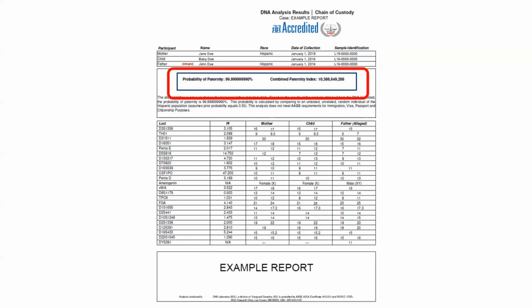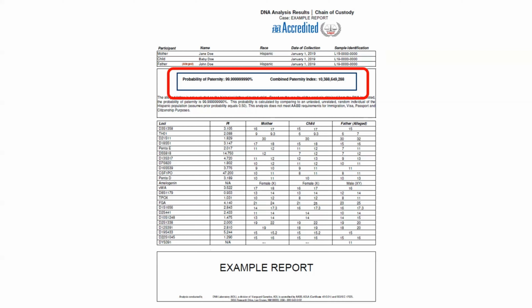Underneath that, you have the actual results. There's a probability of paternity, which is either 0 typically or 99.99%. If it says 0%, that means that there's a 0% chance that the person listed above is the father of the child listed above. If it says 99.99% certainty, or probability, then there is a 99.99% chance that they are the father. It never goes to 100%.